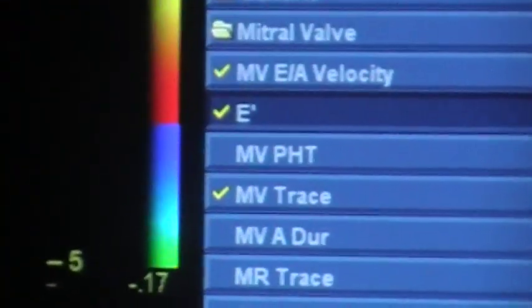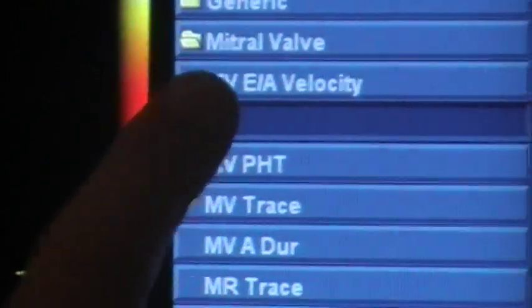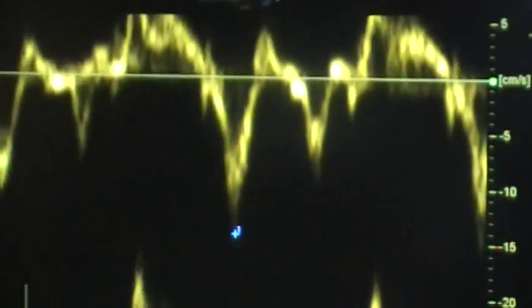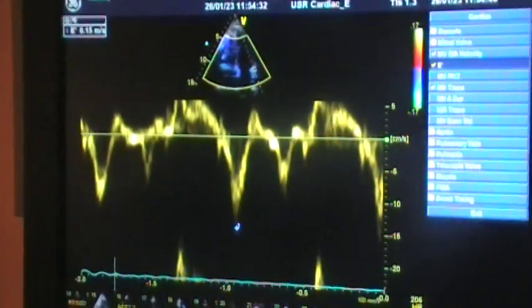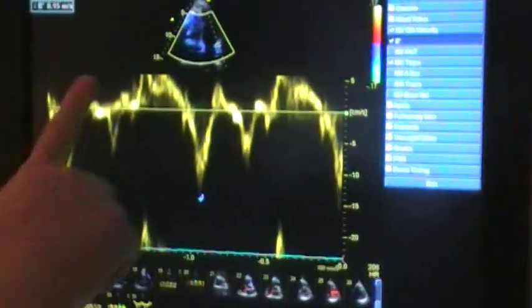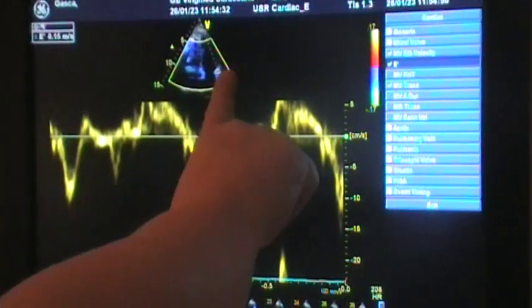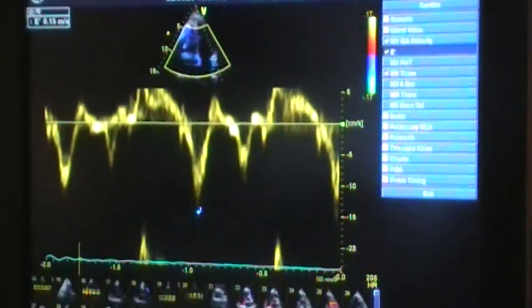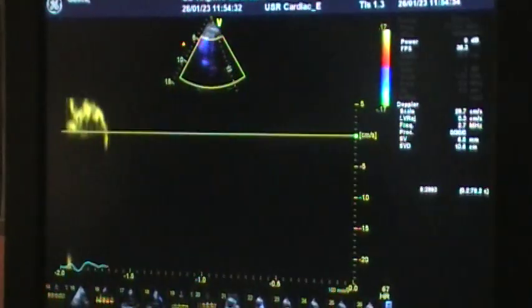Now, a lot of machines will actually say septal and lateral, so that you can pick two and have two separate measurements. That should be how your machine's set up. So the one here will be septal, and then of course this is the lateral. So just make sure you choose the right one.